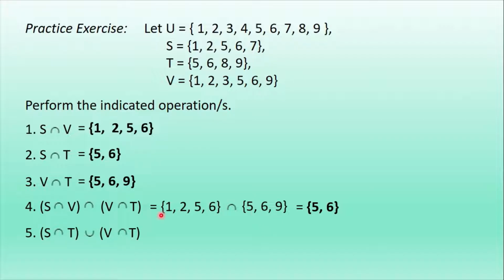Next, how about if we combine the intersection and the union? Same process here. Perform first what is inside the parentheses. The intersection of S and T is 1, 5, 6. Then copy this union, and perform this first before going to the union. The intersection of V and T is the same as this one, so we have 5, 6, 9.